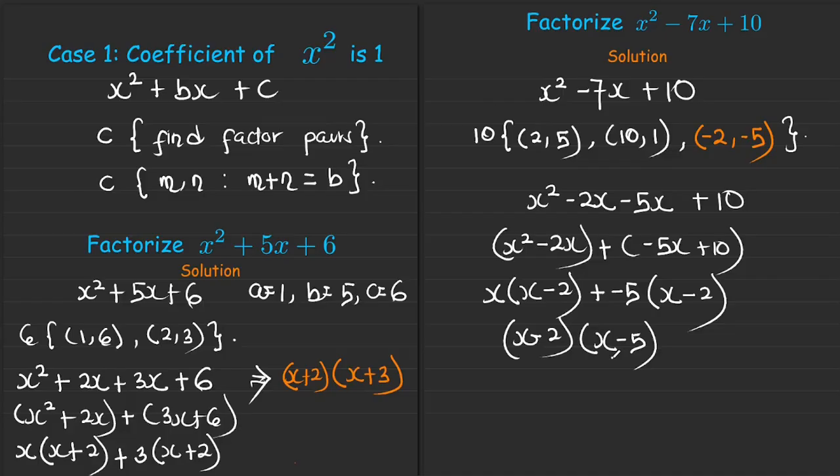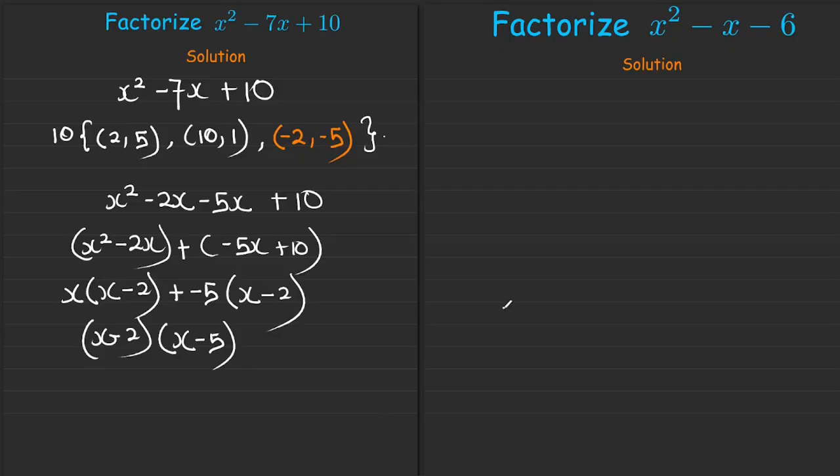This is how we factorize quadratic trinomials. I would like to go to the next case, which is case 2, when the coefficient of x squared is any other number other than 1. But then it will make this video very long. Hence, I would solve one last example of this, and then we look at that in our next lesson. So this is going to be our last example, which is x squared minus x minus 6, and we have to factorize. So x squared minus x minus 6.